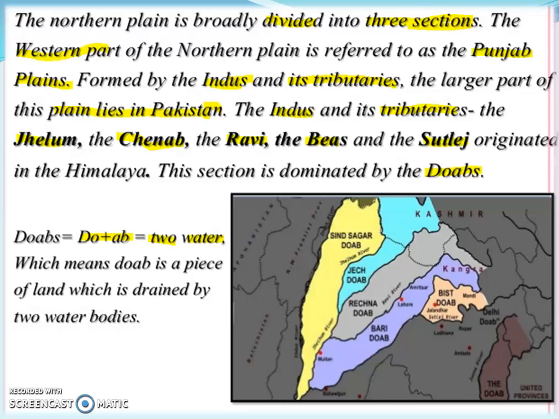Another word is Doab. Doab comes from the two words 'do' and 'ab'. 'Do' means two, and 'ab' means water. So Doab means two waters, an area or a piece of land which is covered by two water bodies or two rivers, called Doab.